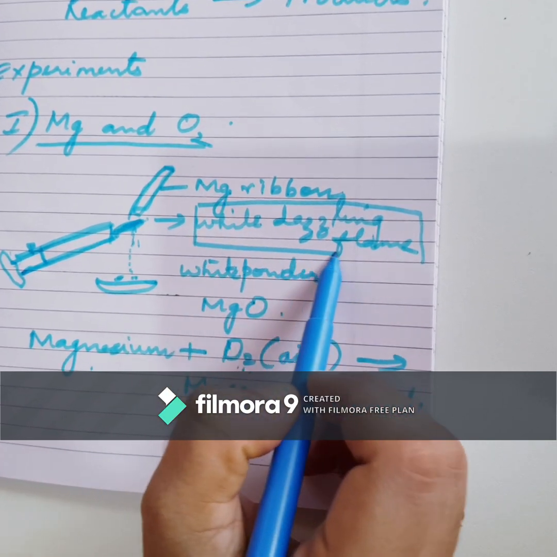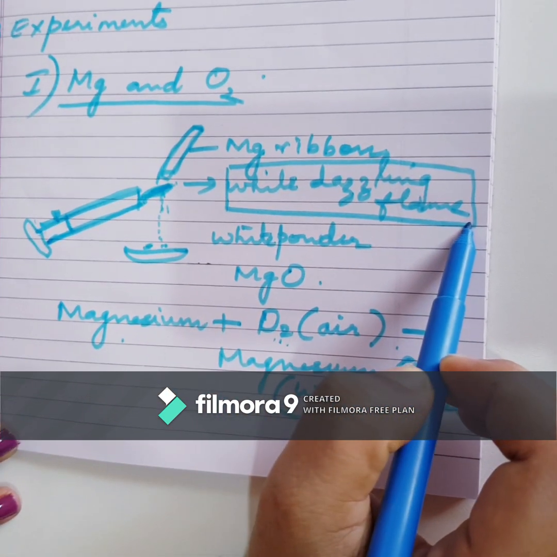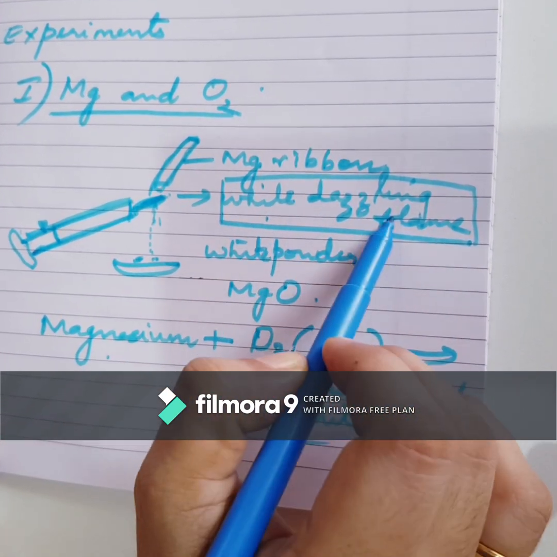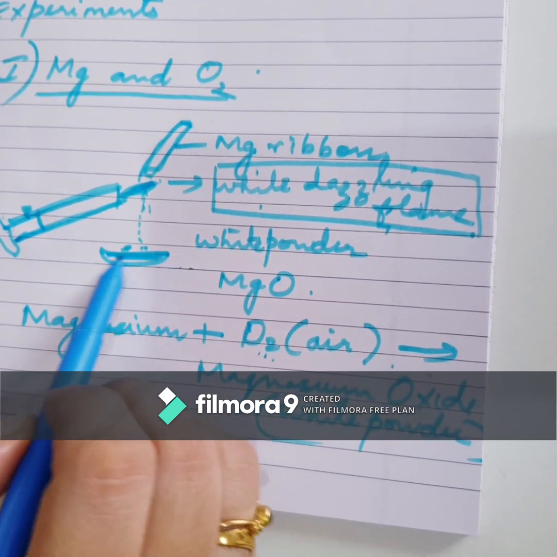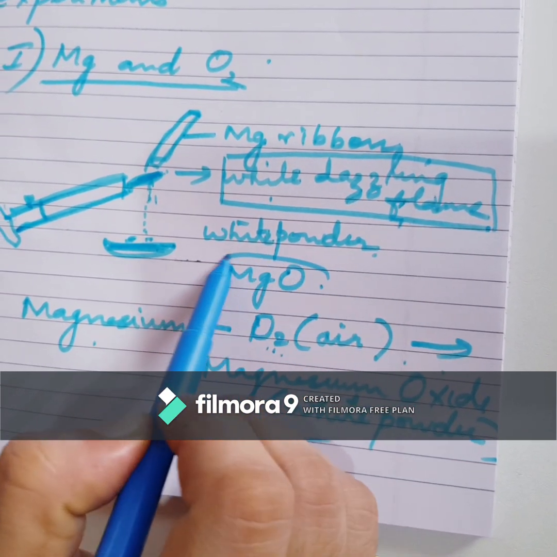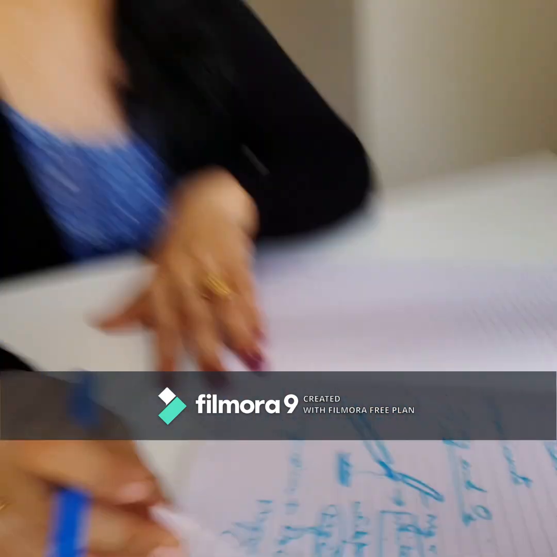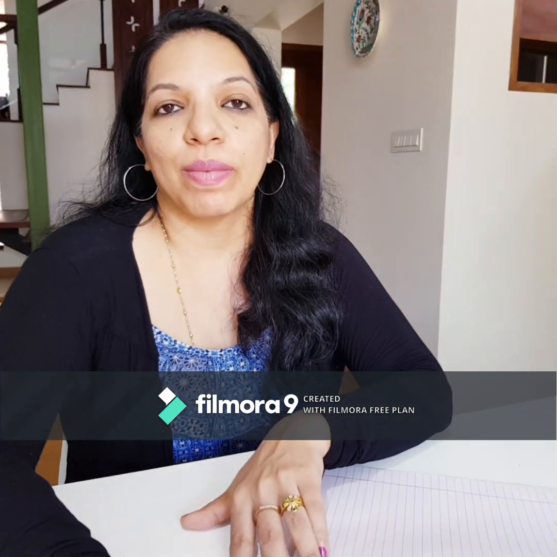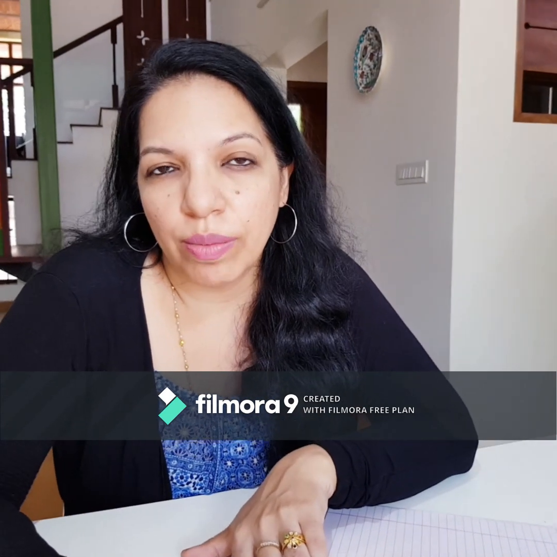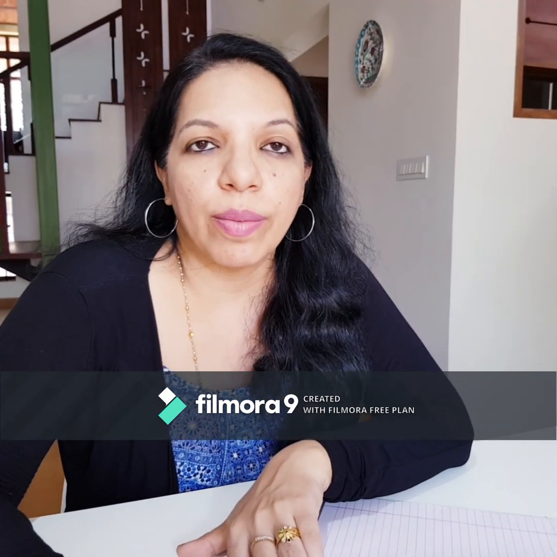What is the observation when you burn or heat a magnesium ribbon? It is a white dazzling flame, and in the watch glass you get a white powder of magnesium oxide. Okay, this is the first experiment that you should learn. The second experiment is the reaction between lead nitrate and potassium iodide.